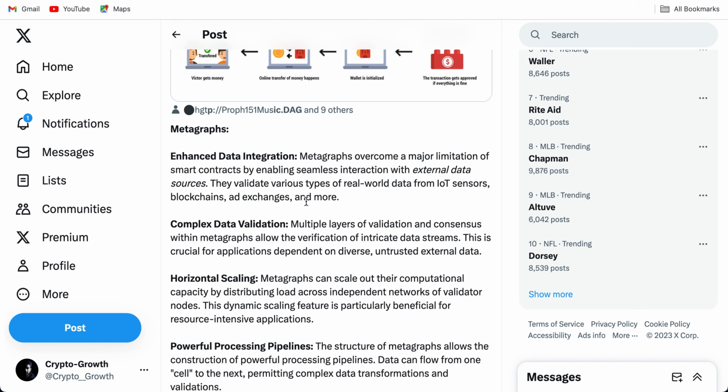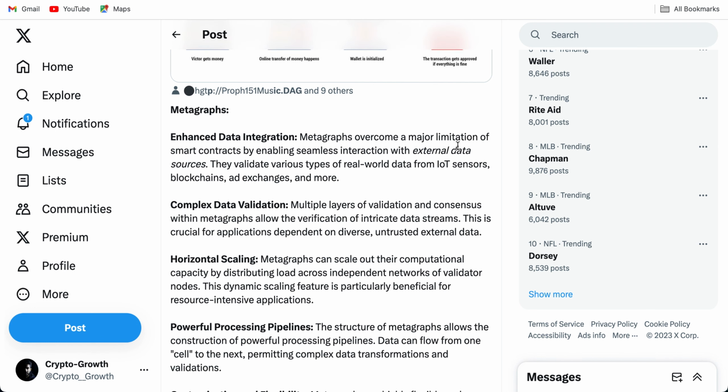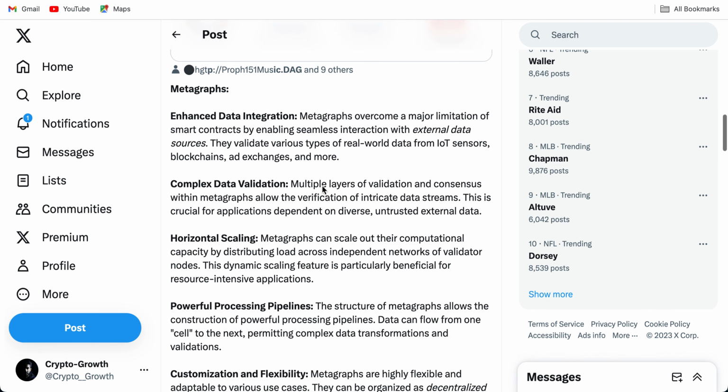So what are metagraphs? Enhanced data integration. Metagraphs overcome a major limitation of smart contracts by enabling seamless interaction with external data sources. They validate various types of real world data from Internet of Things sensors, blockchains, ad exchanges, and more. So this has real world utility integrated in it, and it is extremely seamless, efficient, fast, and accurate in terms of the modern technologies like Internet of Things sensors, ad exchanges, various blockchains, and various other technological infrastructure, and more.